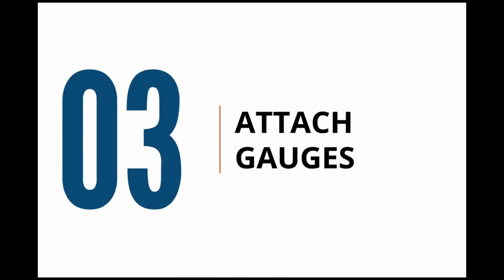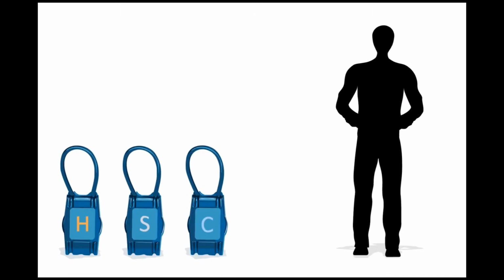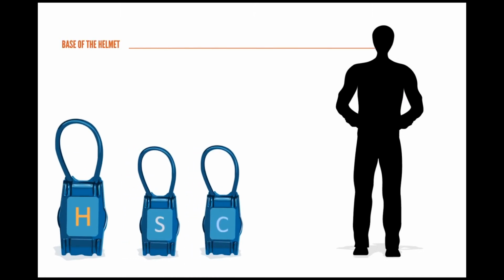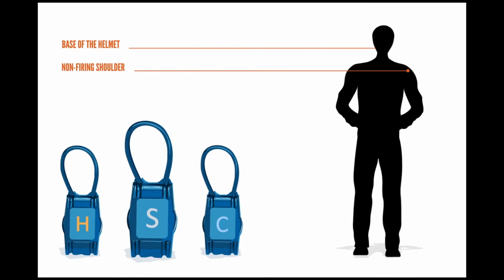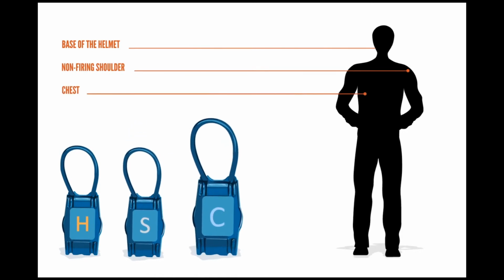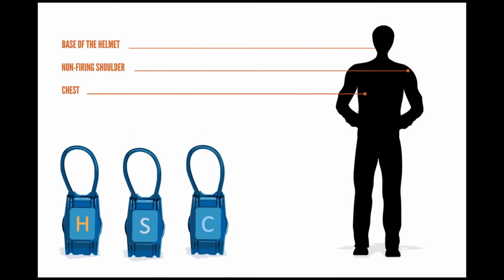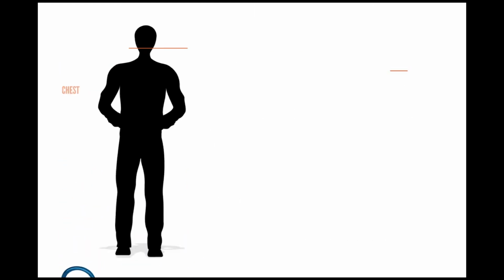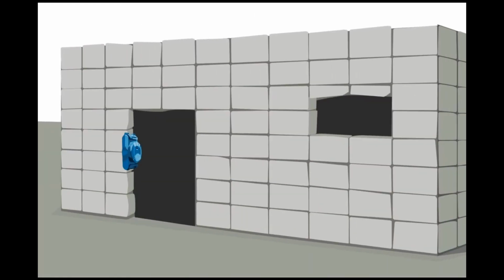If you are in personnel mode, ensure that all individuals using the system attach the gauge with the H on the back to the base of their helmet, the gauge with the S to their non-firing shoulder, and the gauge with the C to their chest. If you are in structure mode, attach your gauge to your structure or dummy.